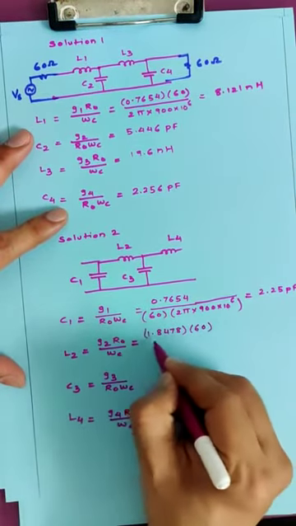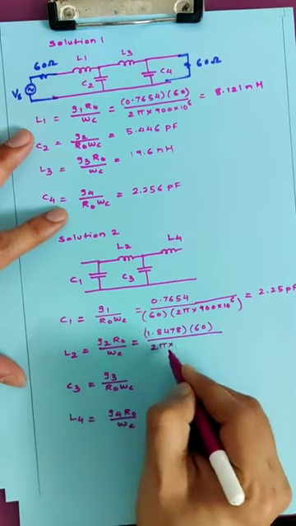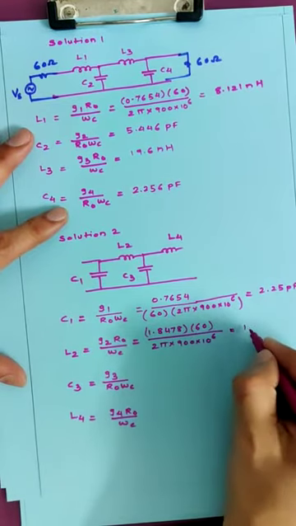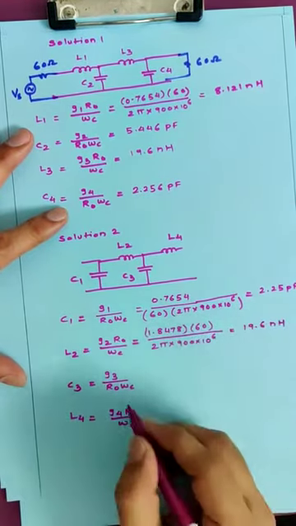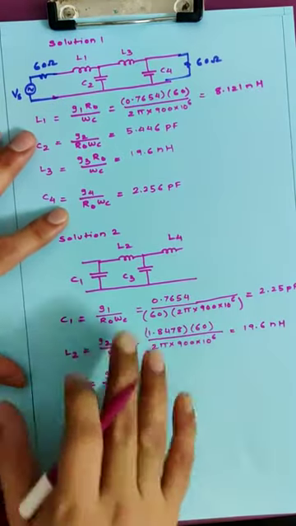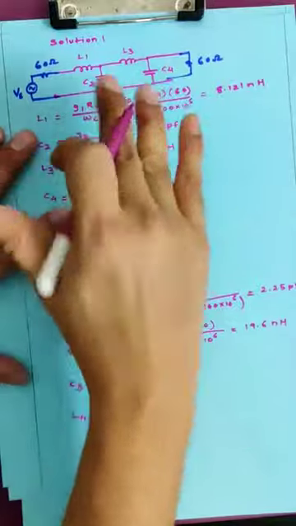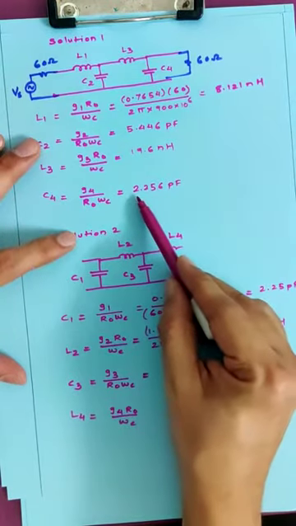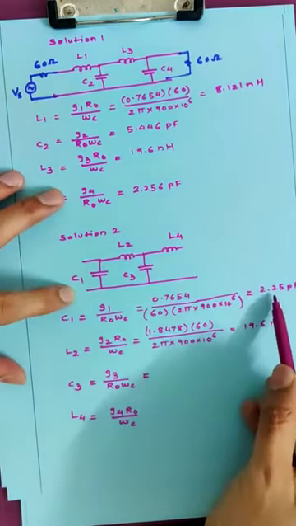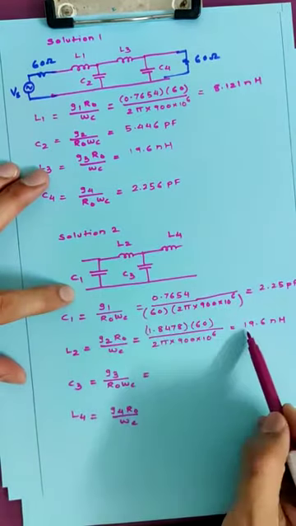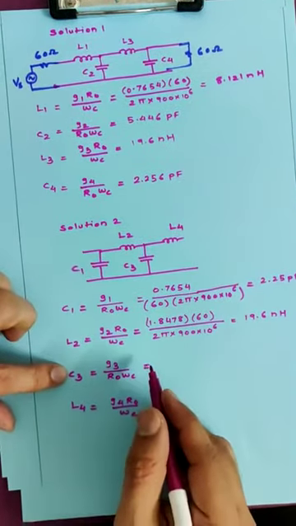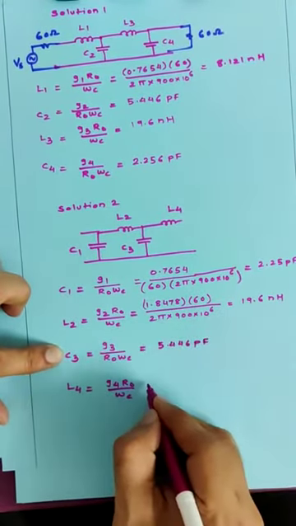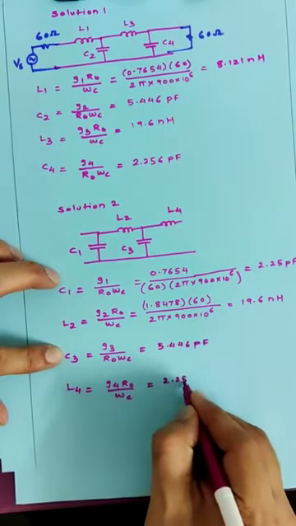Similarly for L2, G2 is 1.8478 into 16 divided by 2 into pi into 900 megahertz, and this turns out to be 19.6 nanohenry. So if you observe carefully, solution 2 is the mirror image of solution 1. Your C4 in solution 1, which is 2.256, is becoming your C1. L3 is becoming L2 over here. So one can write C3, otherwise you can even calculate. It will turn out to be 5.446 picofarad and L4 is 2.25 picofarad.